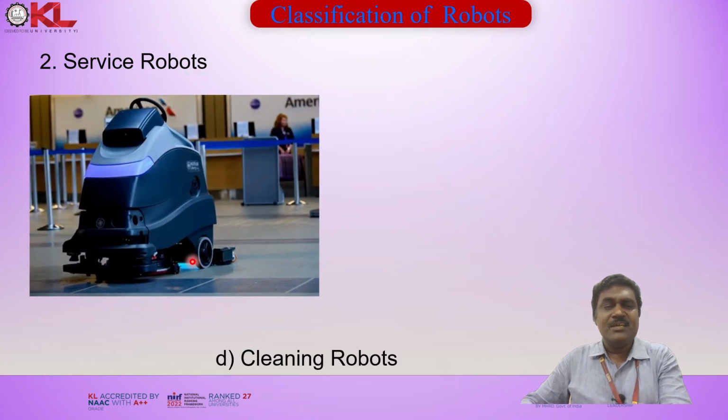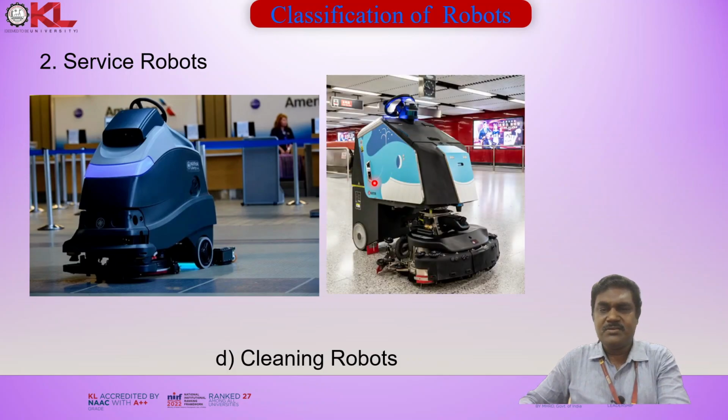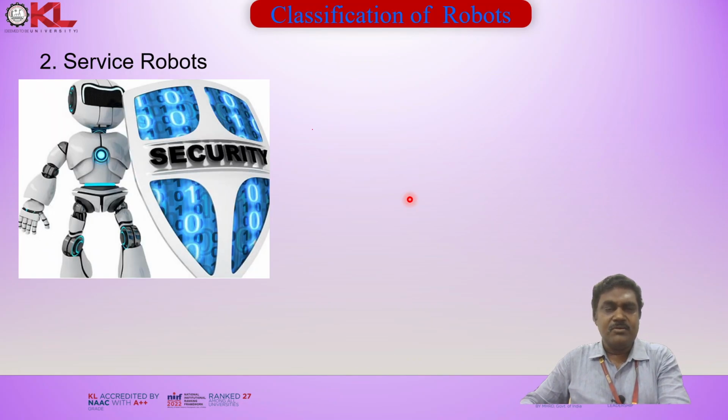Now you can see the cleaning robots. Already you have seen the domestic cleaning. Here also is industrial cleaning. Most of the airports, railway stations, and big malls are using these robots for cleaning purposes. You can see that these are the cleaning robots.